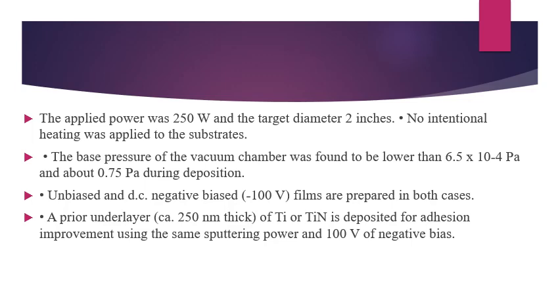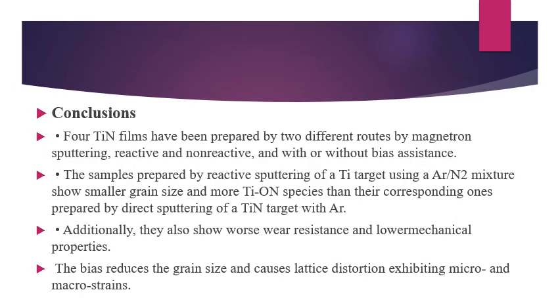Unbiased and DC negative biased films are prepared in both cases. A thin underlayer of titanium and titanium nitride is deposited for adhesion improvement using the same sputtering power and 100 watts of negative bias. Conclusion: four titanium nitride films have been prepared by magnetron sputtering, reactive sputtering, non-reactive sputtering, and with or without bias assistance.